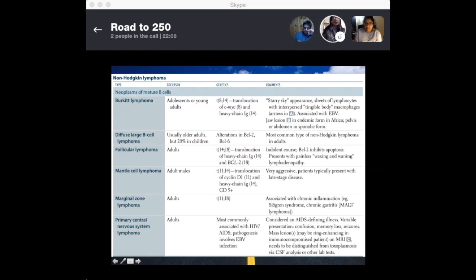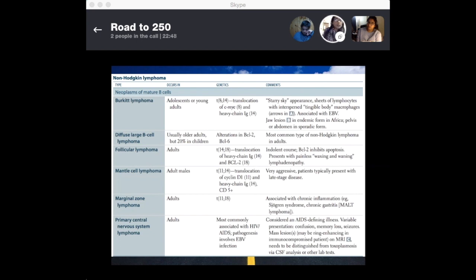Okay, so like I was saying, non-Hodgkin's lymphomas can be broken down into 2 subcategories, which are mature B-cell neoplasms and mature T-cell neoplasms. So what I just talked about with Burkitt's and follicular lymphoma, they fall under the mature B-cell type. So to continue on, I've already talked about Burkitt's and follicular.